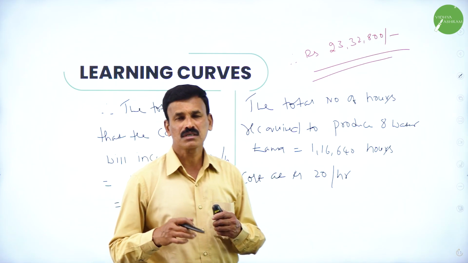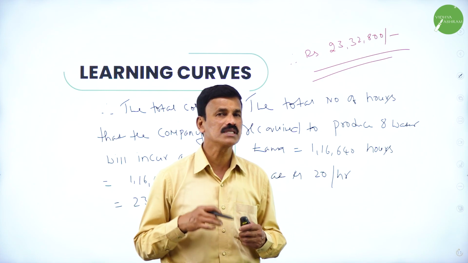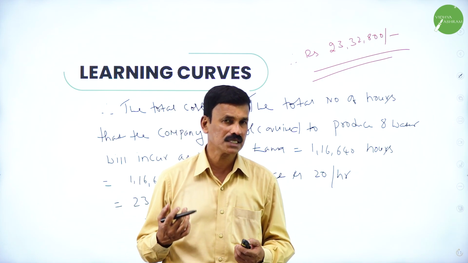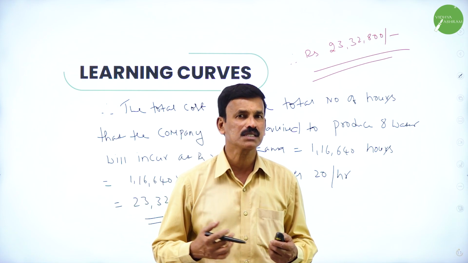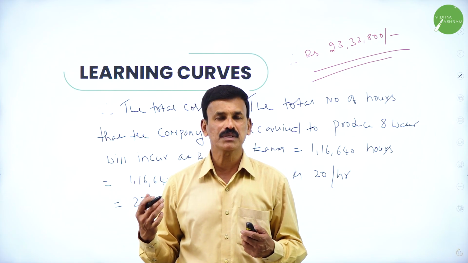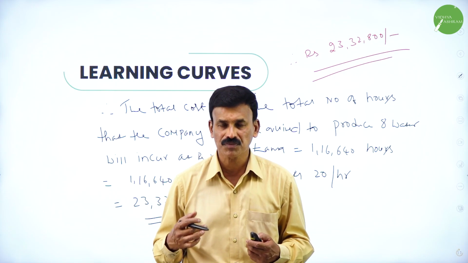So these are a few examples for 80% learning effect and 90% learning effect. Usually you may expect a question like 80%, 90% or 70% learning effect problems for 5 marks. Hope you followed. So that's all regarding today's session.